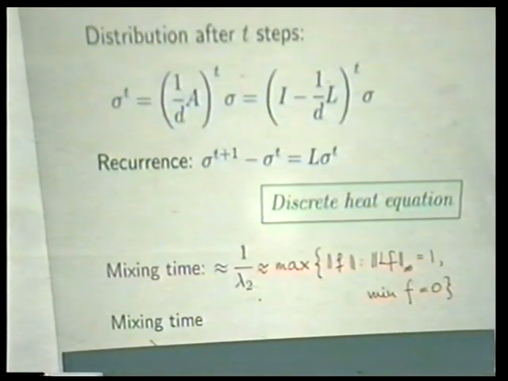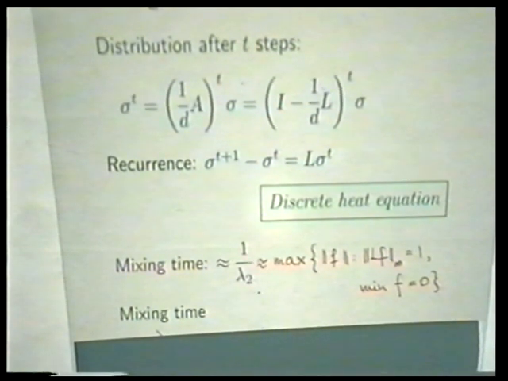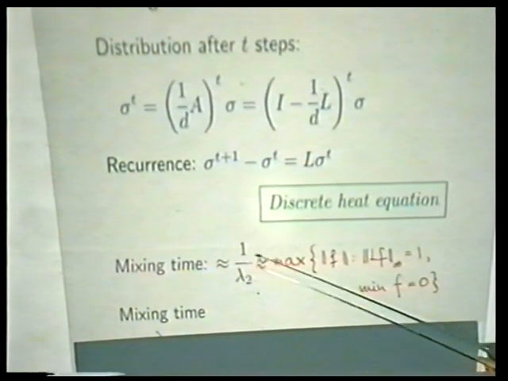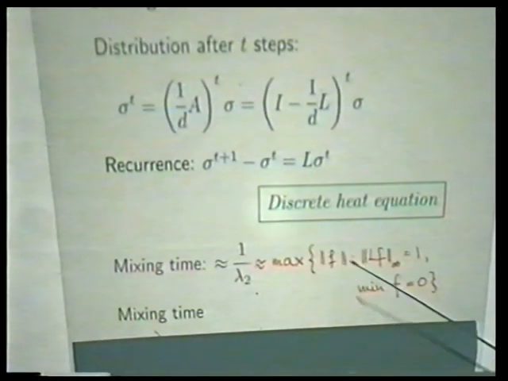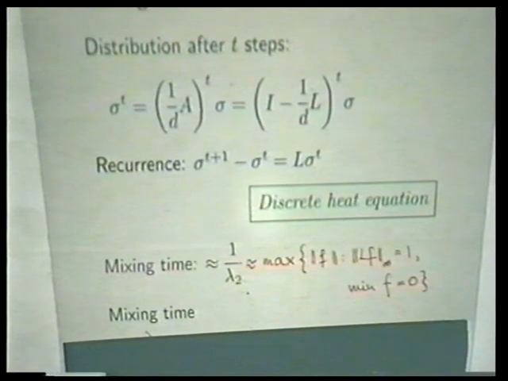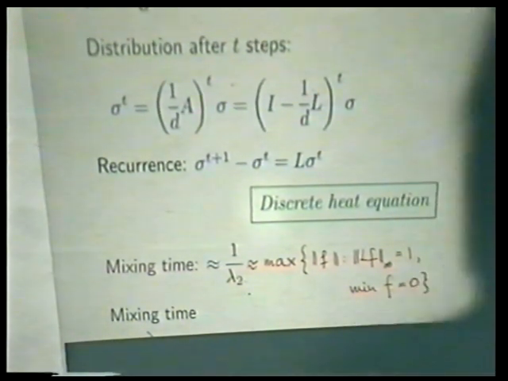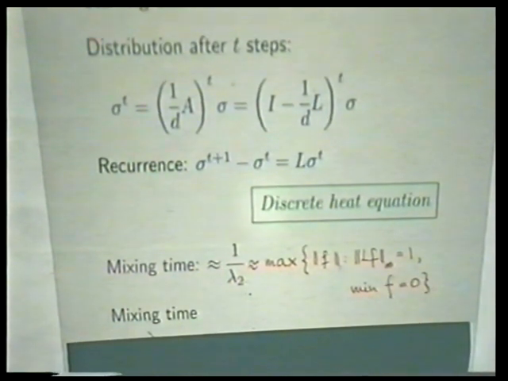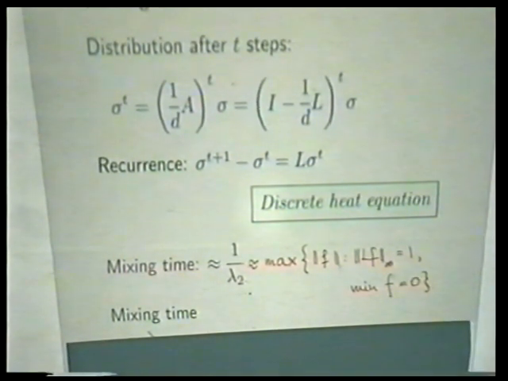So using this, you can see that the mixing time is about 1 over lambda 2. You can also define some other version of the mixing time, but that's very close to this. Probably the ratio is bounded by the logarithm of the number of nodes. That's an L1 norm. Should be 1 here. No, whatever. So it's the maximum L1 norm of a function where the L infinity norm of the Laplacian is 1 and the minimum of the function is 0. So it's a very simple property of the Laplacian that governs the mixing time.